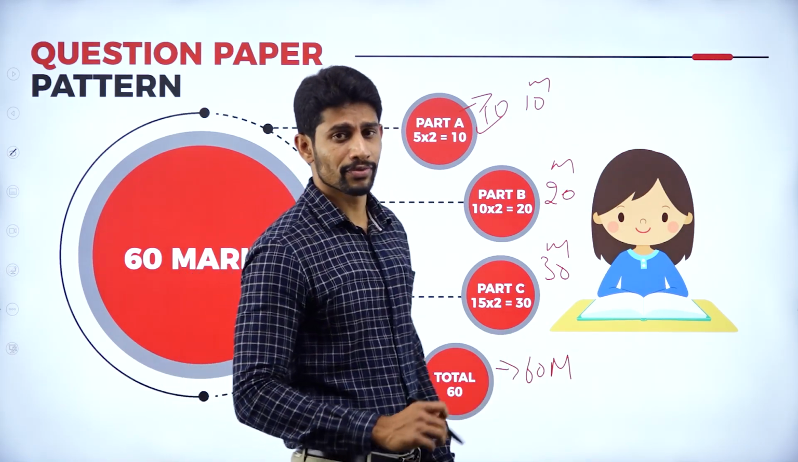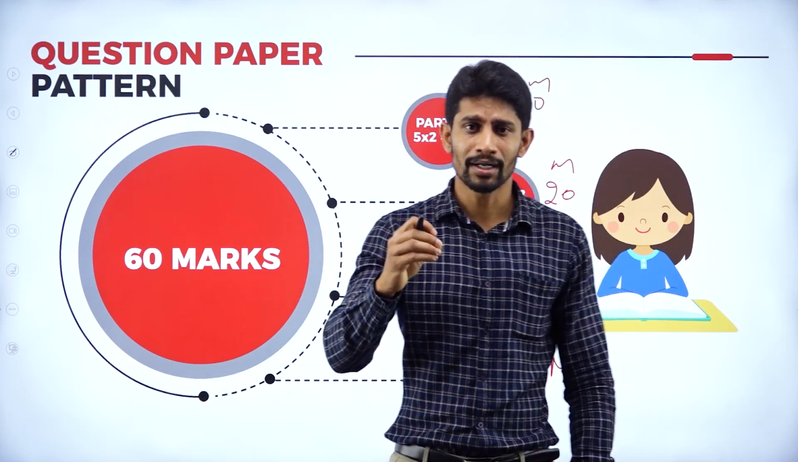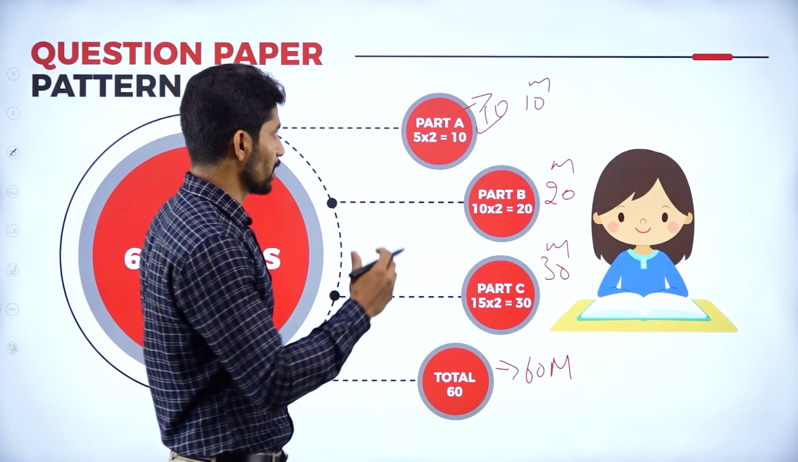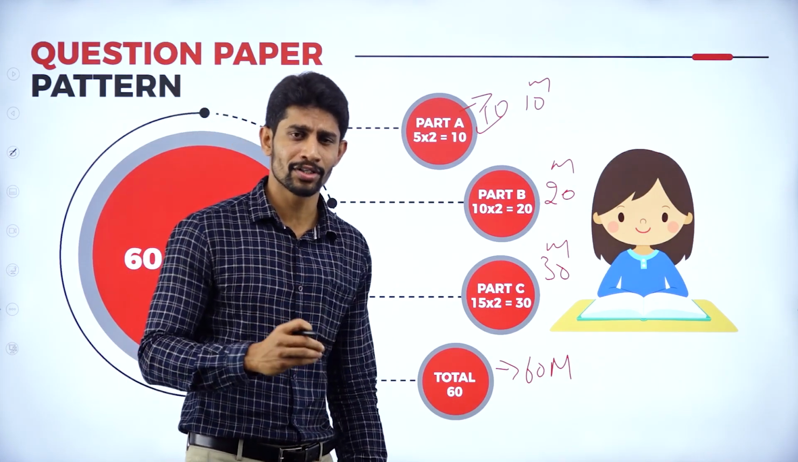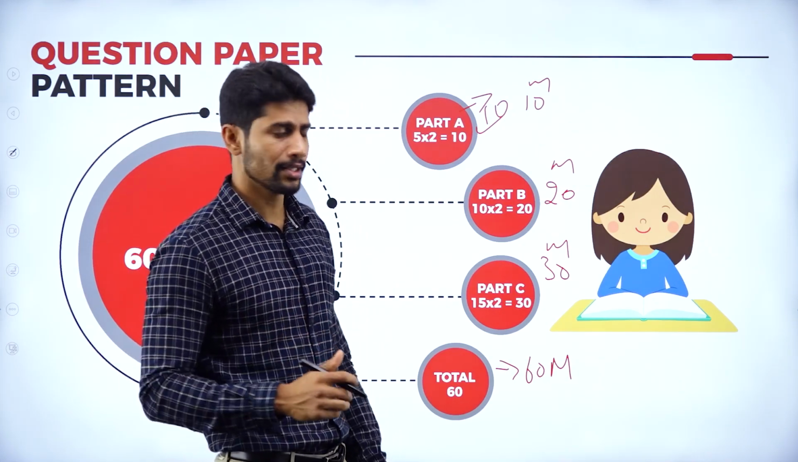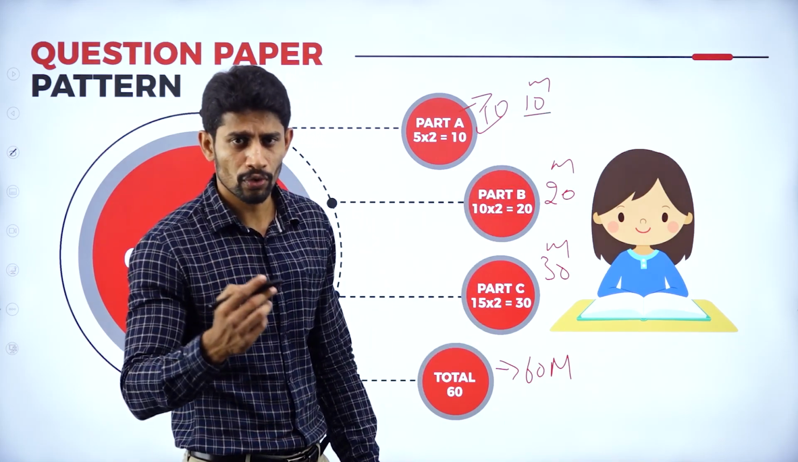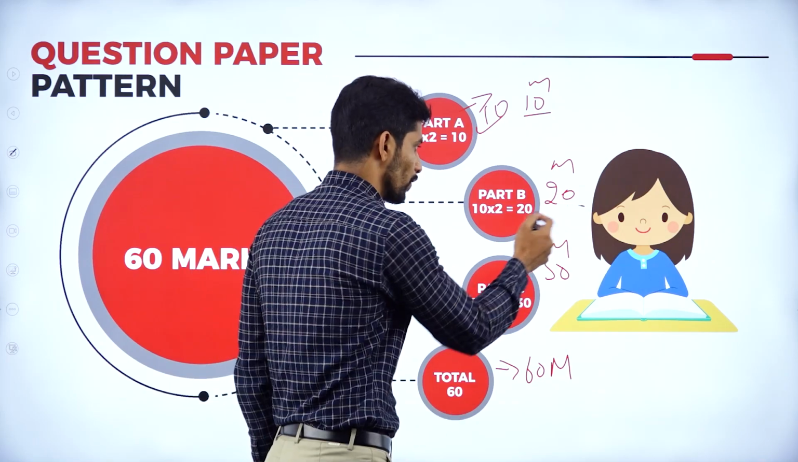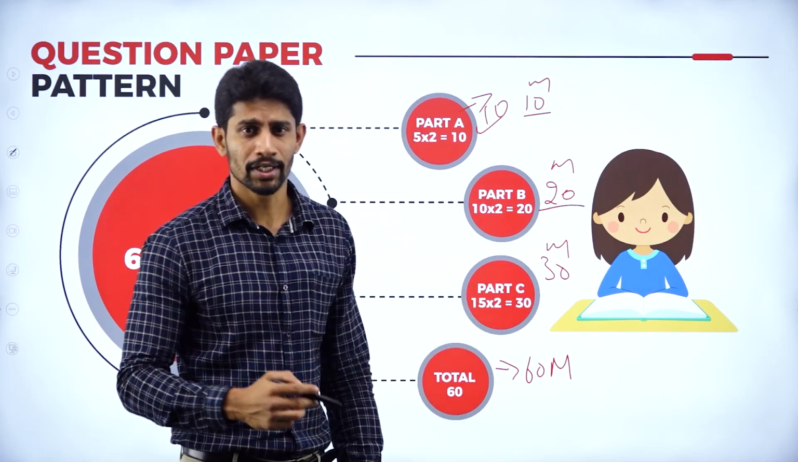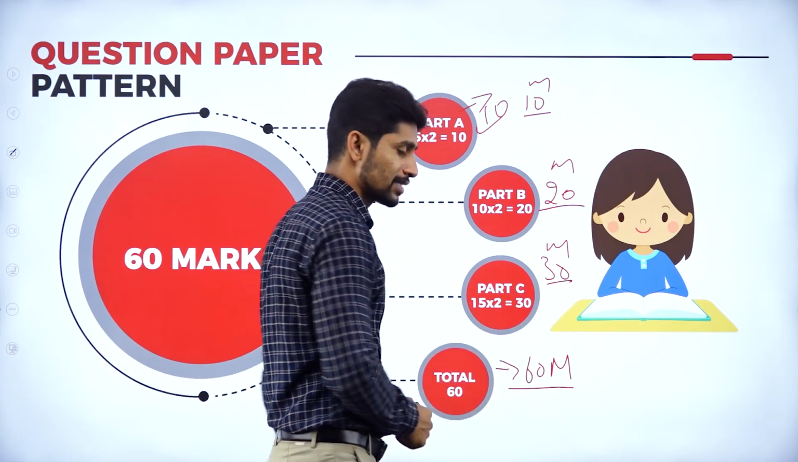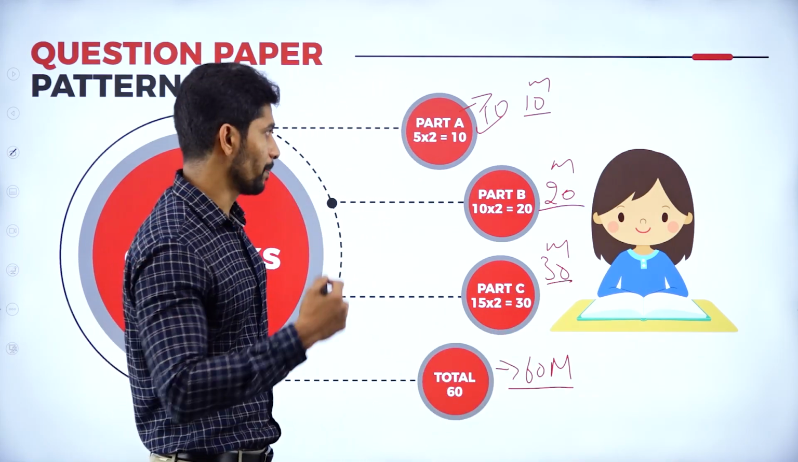So the question paper pattern is very easy. You'll have part A, part B and part C. In part A, you'll be attending 5 questions carrying 2 marks each, or 2 questions carrying 5 marks each, totally for 10 marks. In part B, you'll be attending 2 questions which carry 10 marks each, 20 marks. In part C, you'll be attending 2 questions which carry 15 marks each, 30 marks. So totally for 60 marks, you'll be attending the paper.